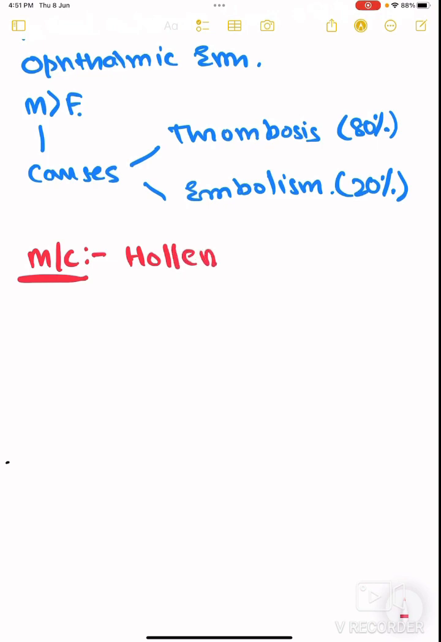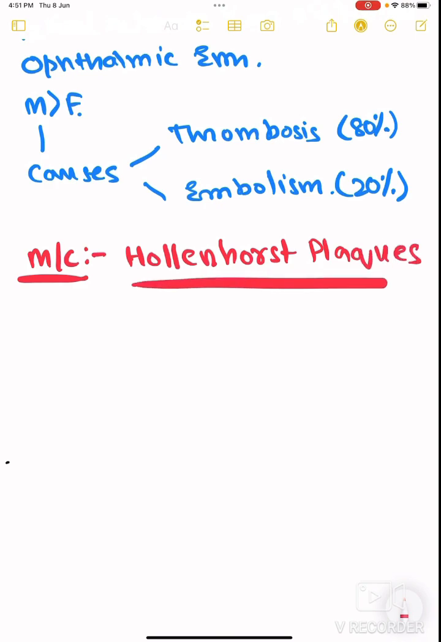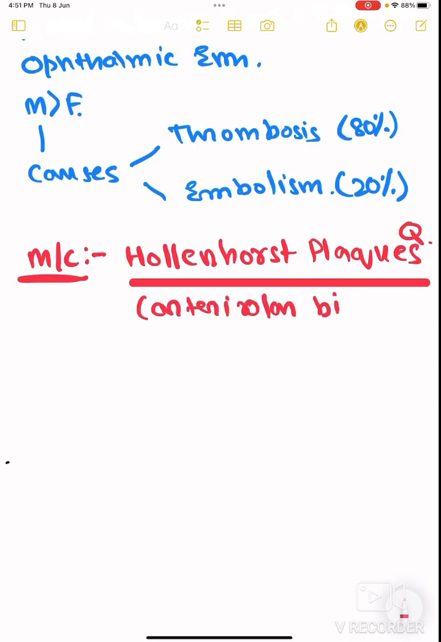Now, the most common plaque which is seen in the central retinal arteriolar occlusion is Hollenhorst plaque. This question has been asked. It is a very important question. Hollenhorst plaques are present in the arteriolar bifurcation area.